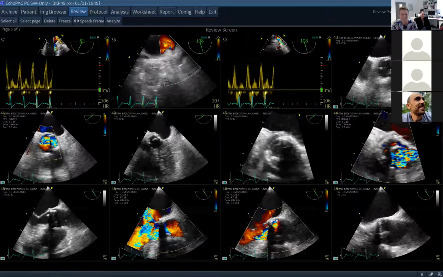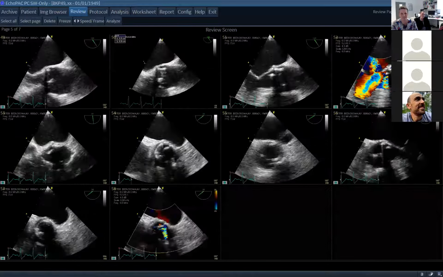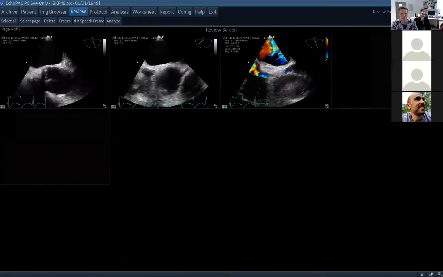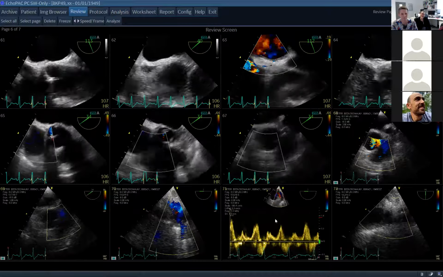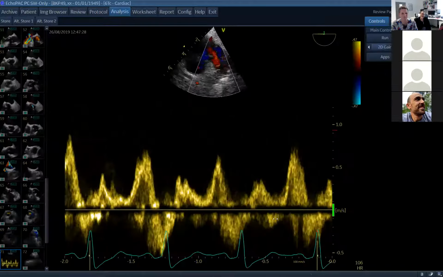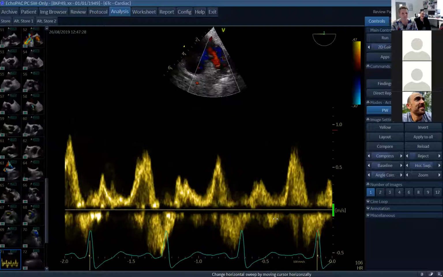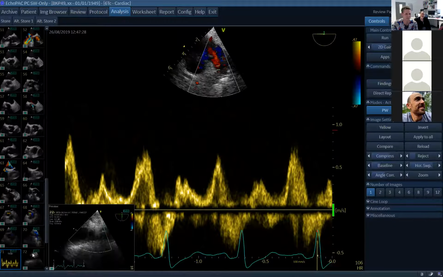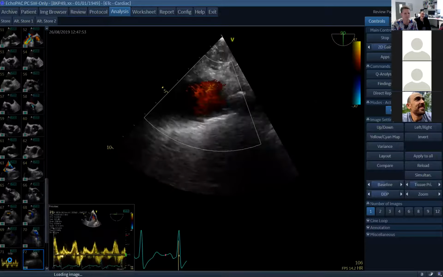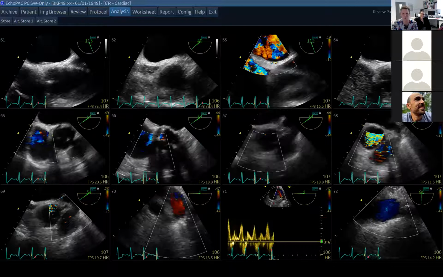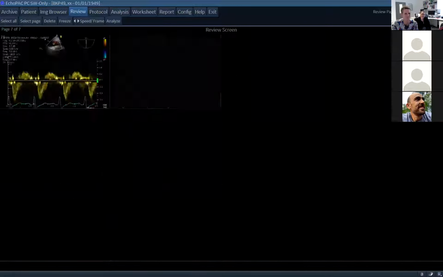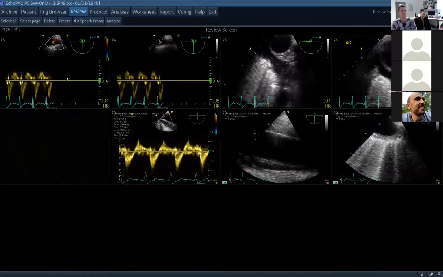Let's go and have a look. I think it was me who was doing this, so I should have done it. I think that's it. Yeah, that's it. It could be a pulmonary vein, but I'm not sure. Hang on a second. Here we go. Phew.